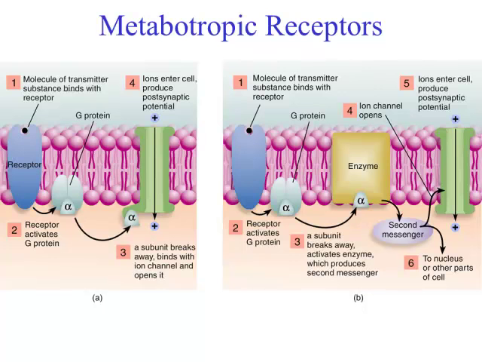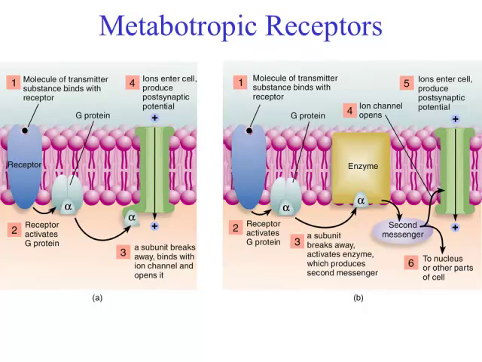But the advantage to this is that one neurotransmitter is actually going to produce a lot of second messenger. And so with all these second messengers, one's going to bind there, then another one, then another one, and another. So it's going to keep the channel open longer. So where the ionotropic was fast but short-lasting, the metabotropic is going to be slow but long-lasting.